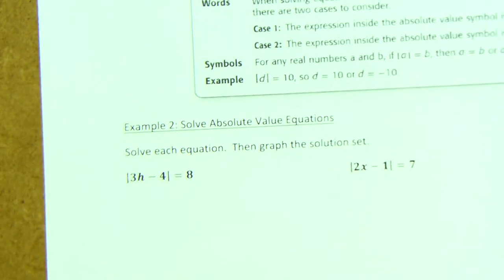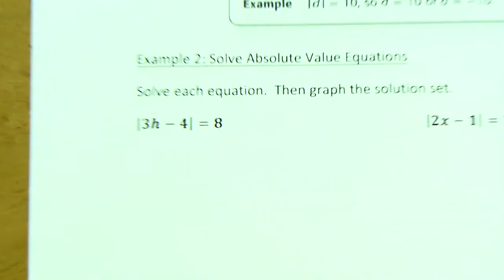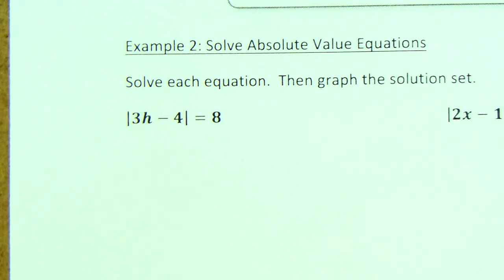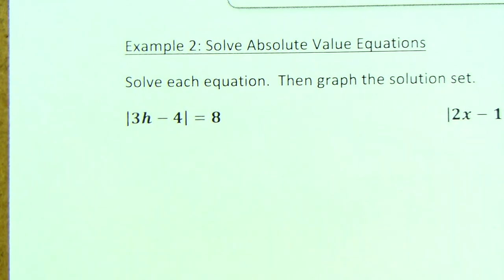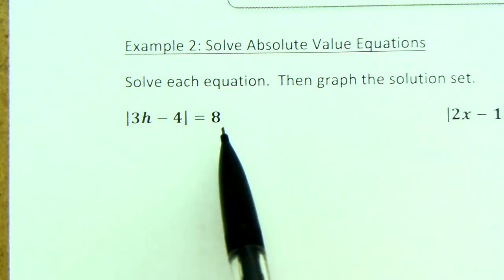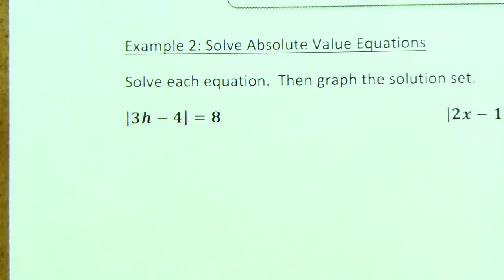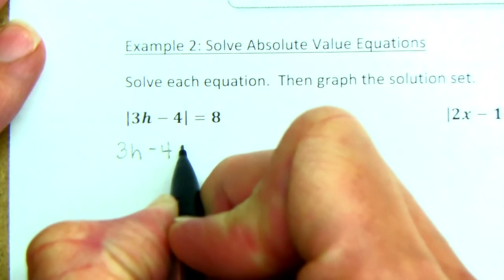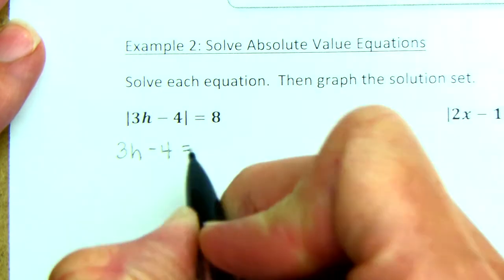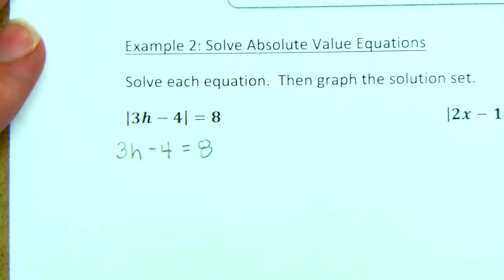Take a look at this first one right here. We have the absolute value of 3n minus 4, the whole expression is in there, equals 8. Well, if we think about this, if we're doing algebra, we would take 3 times some number and subtract 4. We'd get that answer, and then when we take the absolute value, it would be 8. In other words, if we have 3 times some unknown minus 4, it might have been a positive 8 before the absolute value.